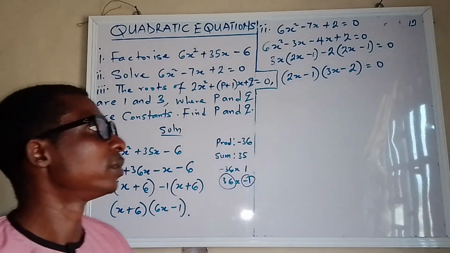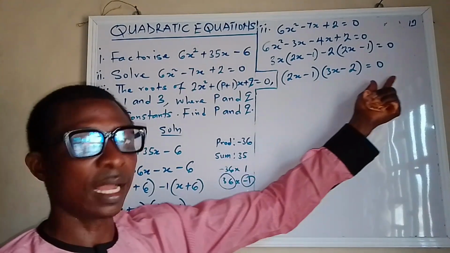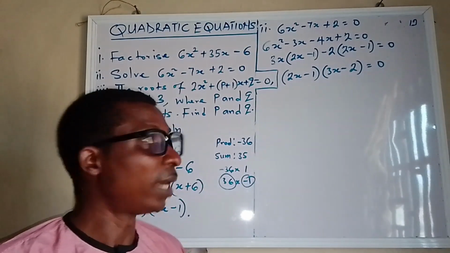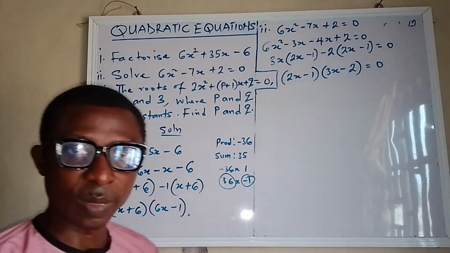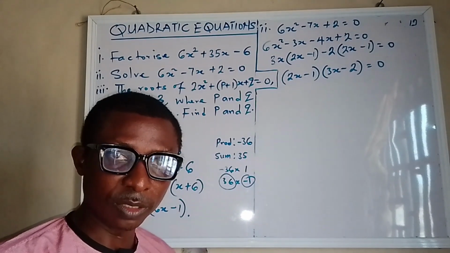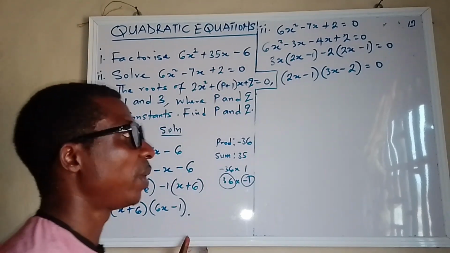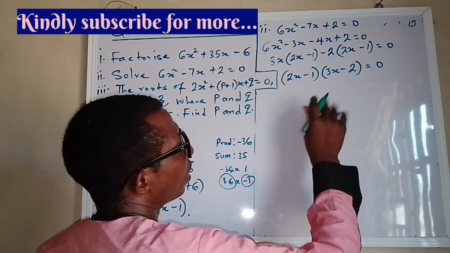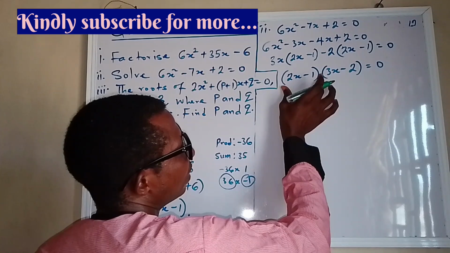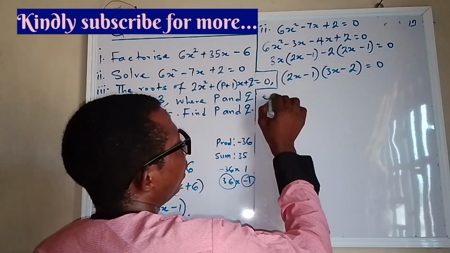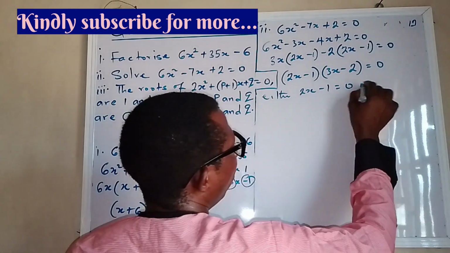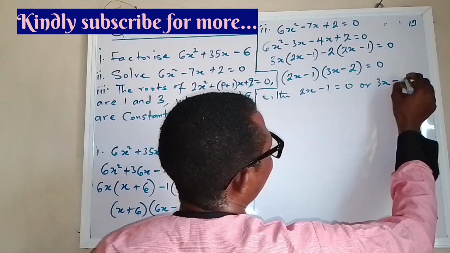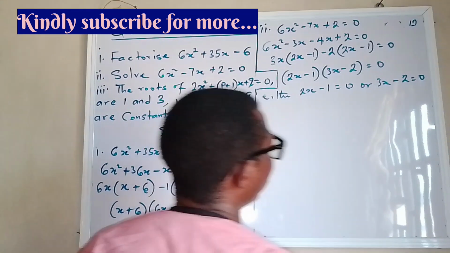Now look at this. This and this are actually multiplying each other, and the result is 0. So one of them must be 0 whenever you are multiplying two numbers together and the result is 0. So one of the numbers must be 0. That means it's either this is 0 or this is 0. So either 2x minus 1 is 0 or 3x minus 2 is 0.